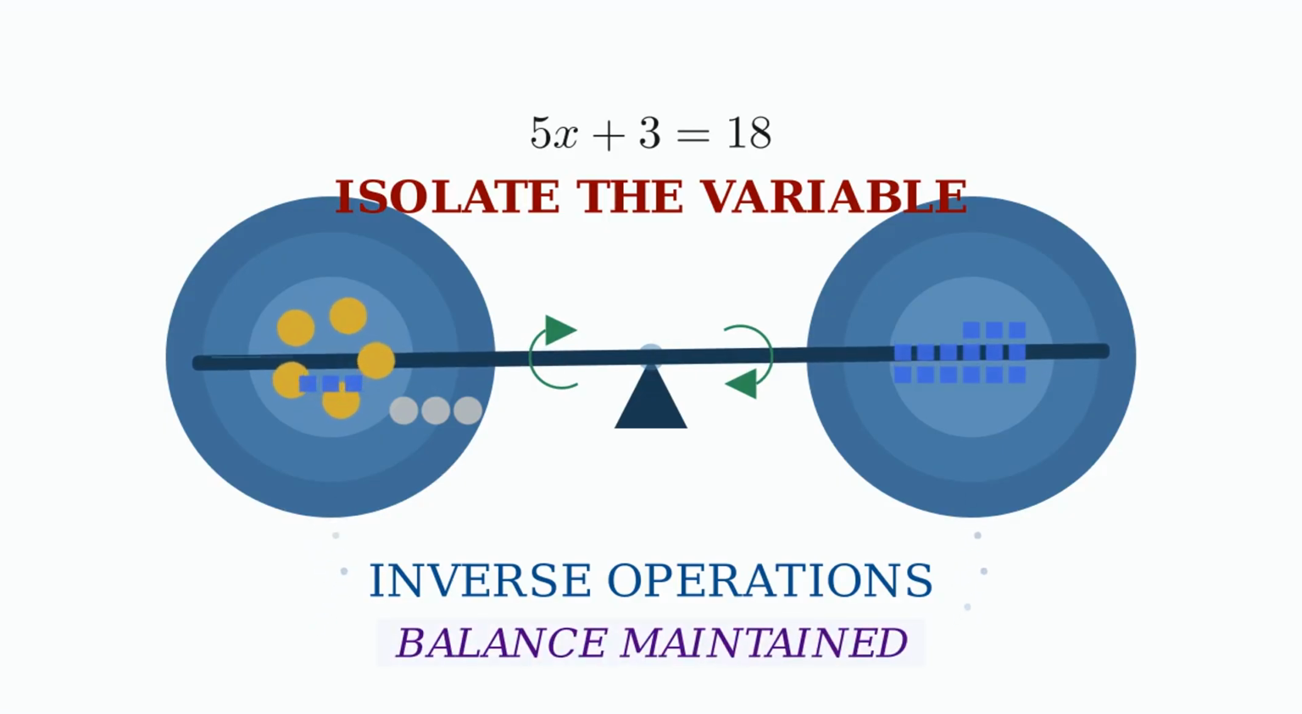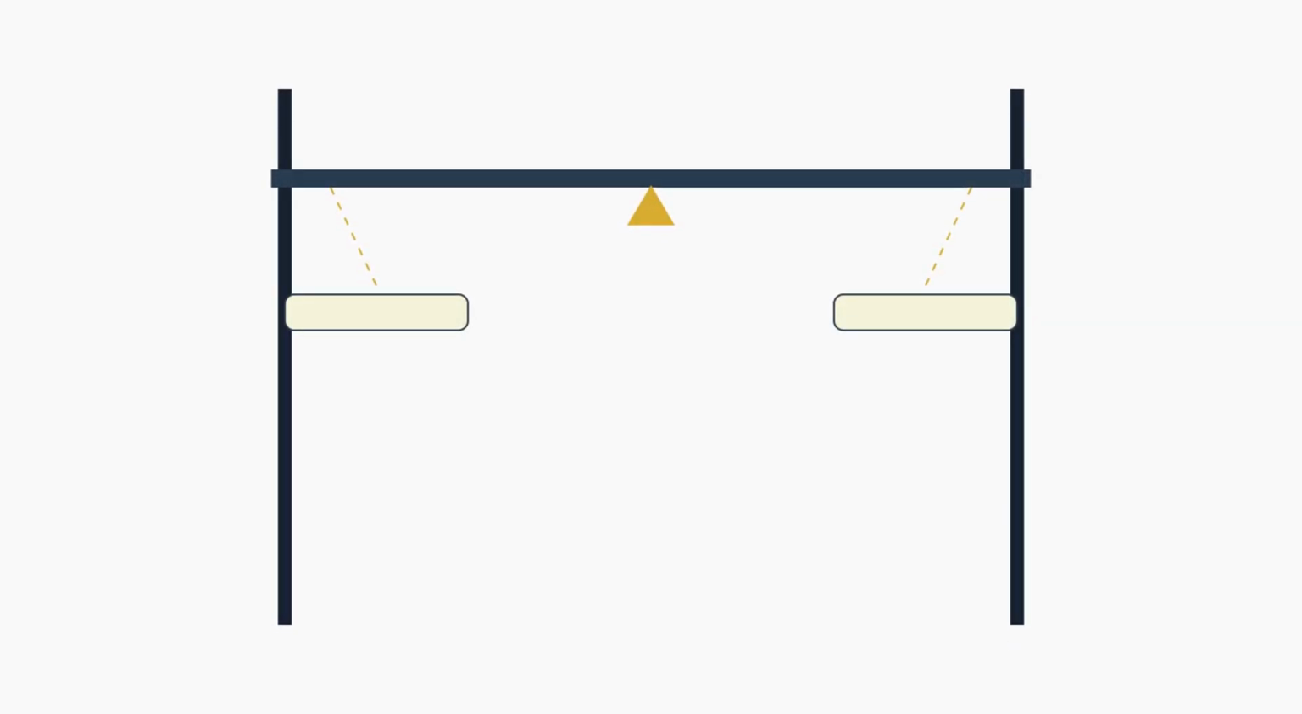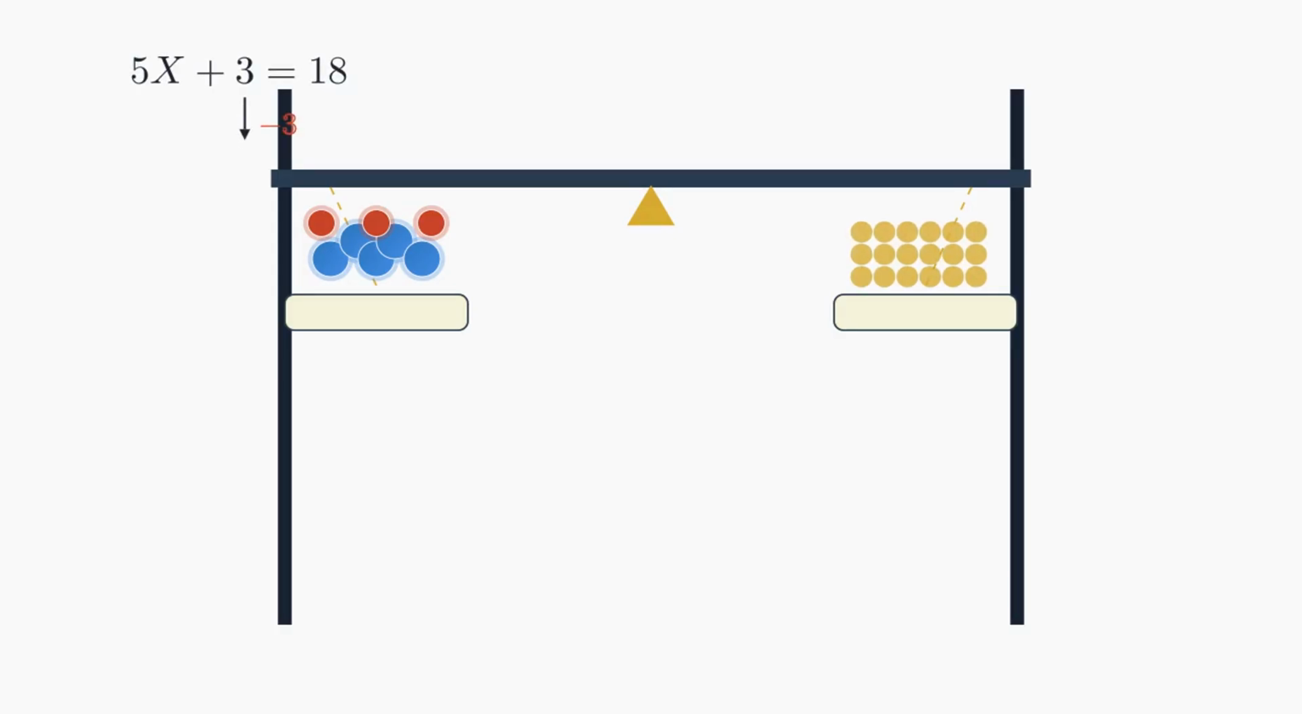Let's work through the steps. Our first step is to get rid of the constant on the left side, the positive 3. The inverse operation for adding 3 is subtracting 3. So we subtract 3 from both sides. This simplifies to 5x equals 15. The variable x is not yet isolated. Now we need to undo the multiplication by 5. The inverse operation is division. We divide both sides of the equation by 5, and our solution is x equals 3. Always apply the inverse operation to isolate the variable.